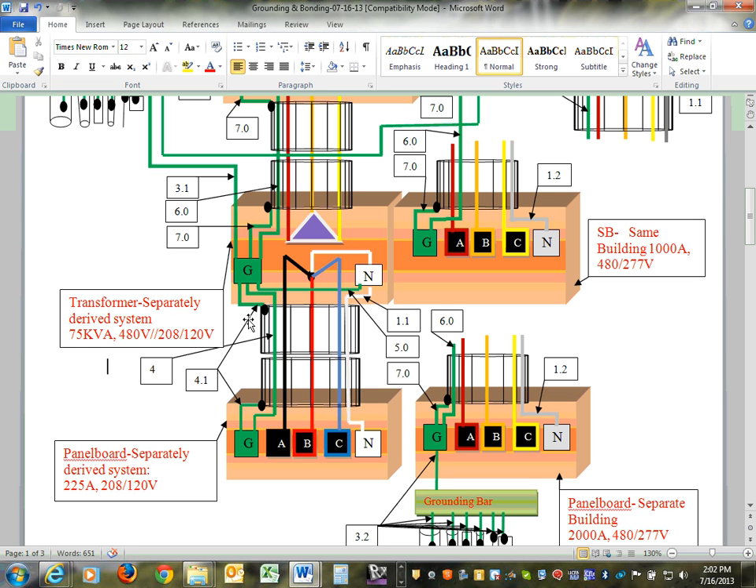That's purely my understanding. The supply side bonding jumper is confusing. It came in 2011. In the past, they used to call it equipment bonding jumper line side, and it confused people. So in code 2011, they changed it into supply side bonding jumper. And you can use it in two locations: at the service and at every separated drive system.